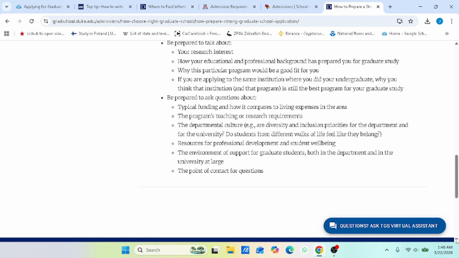Be prepared to ask questions about typical funding. Number two, the program's teaching and research requirements. Number three, the departmental culture. And next, resources for professional development and student well-being, like career guidance and such like things. The environment of support for graduate students, both in the department and in the university at large. And lastly, the point of contact for questions.